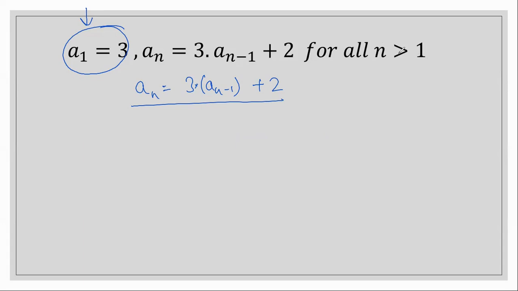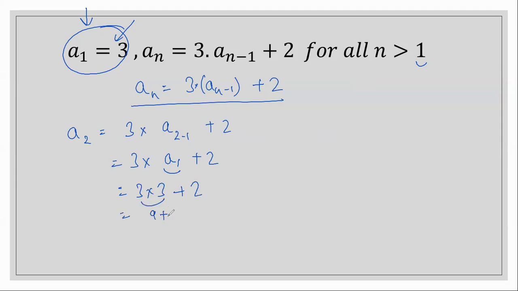So we have to find out the 5 terms of the sequence. N is greater than 1, it means we can't take n as 1. We will take from n equals 2. So let's talk about A2. A2 is 3 times A of 2 minus 1 plus 2, that is 3 times A1 plus 2. What is the value of A1 that is given to you? That is 3. So 3 times 3 plus 2. First we multiply, that is 9, and then we add. So the second term is 11.